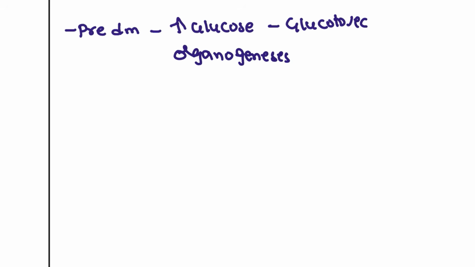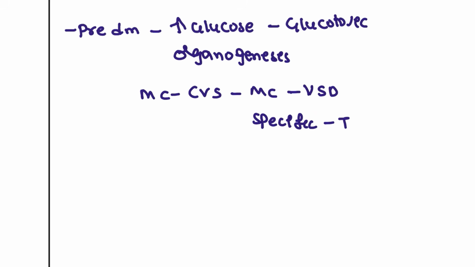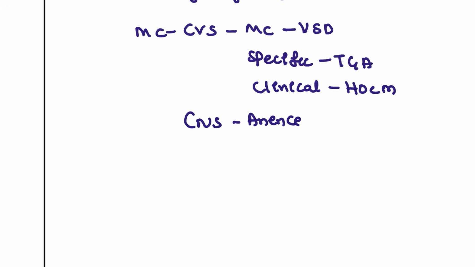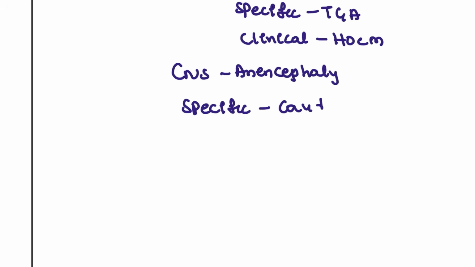So what is affected first in organogenesis? The most common you are going to see in these patients is cardiovascular anomalies, and in the cardiovascular system the most common will be VSD, most specifically TGA, transposition of the great arteries, and clinically you are going to see hypertrophic obstructive cardiomyopathy, followed by the CNS. Mothers can have babies with anencephaly, and the specific one is caudal regression syndrome. Caudal regression syndrome.